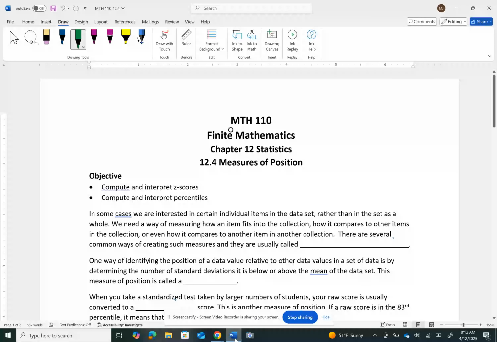All right, so in section 12.2, we did measures of central tendency. These were supposed to be measures that gave us a sense of the average, or a number that was representative of the center of the data set. Okay, and that was mean, median, and mode.